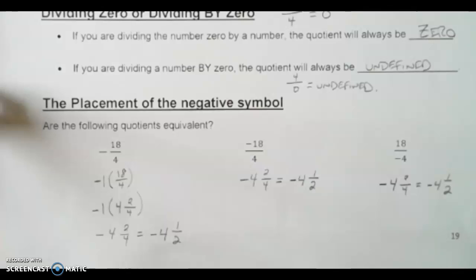When I'm doing problems, I'll probably write them like this first example or the second example. I really don't like to put the negative symbol in the denominator, although it will give an equivalent result. Okay, so just remember the placement of the negative symbol. It can go out in front of the fraction, it can go in the numerator of the fraction, or it could even be in the denominator.